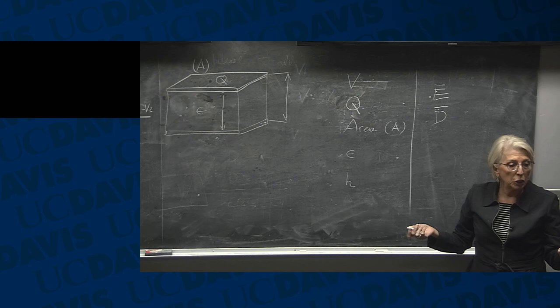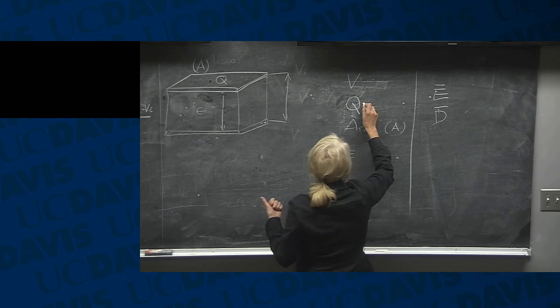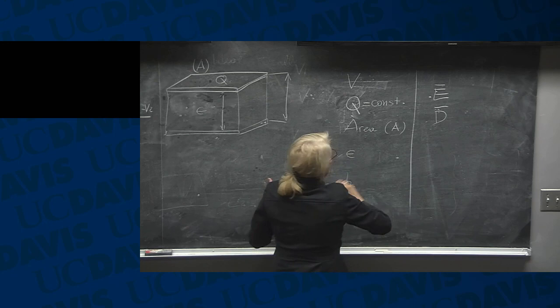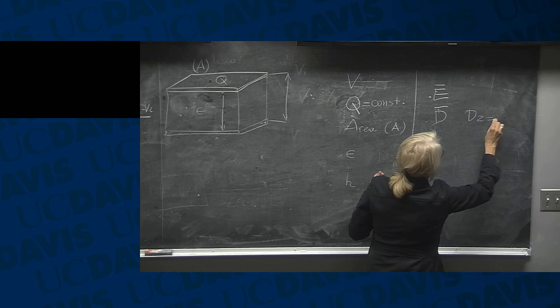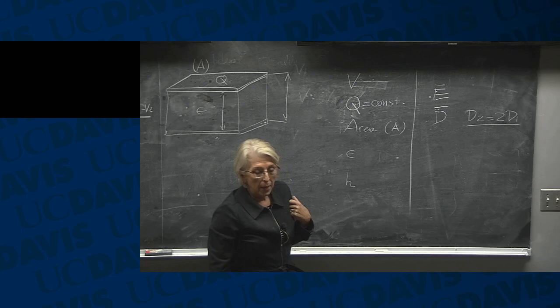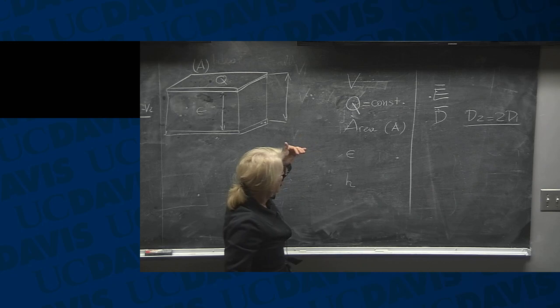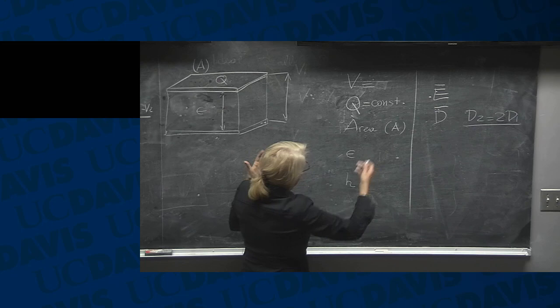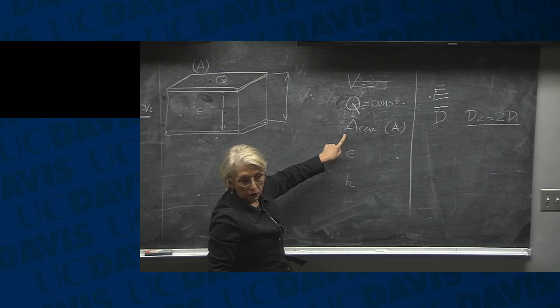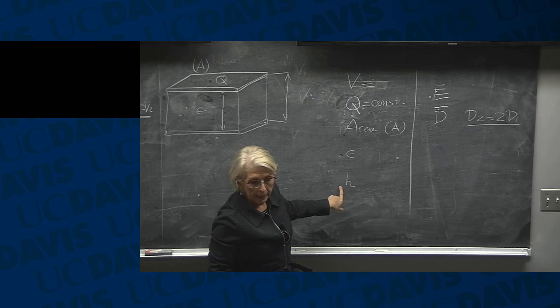So in this particular case, what did I do? I only told you that this is constant, and that in this case your D2 is 2D1. And what is it that you find? You find that in reality you have an area that you can change, a dielectric you can change, or a thickness H you can change. And for any one of these, you may have a different value for V.